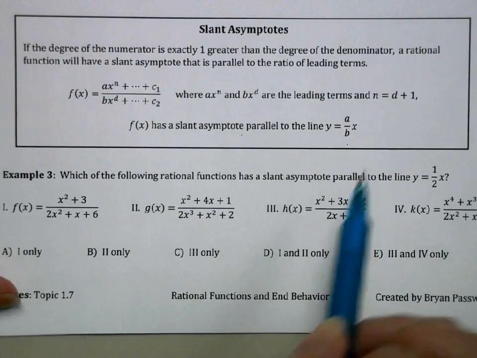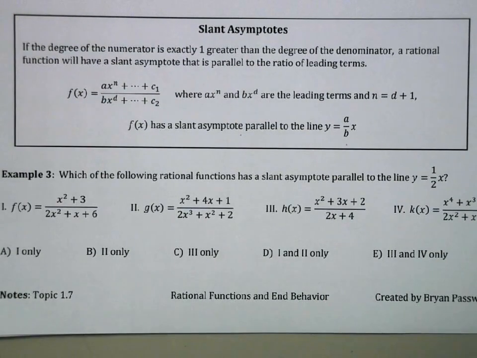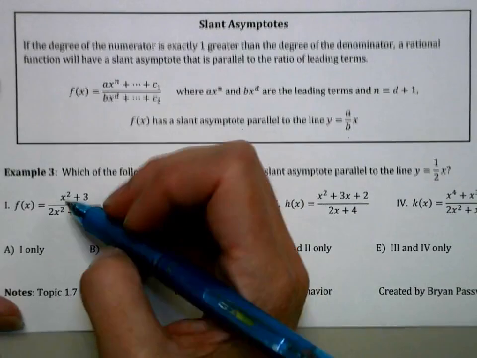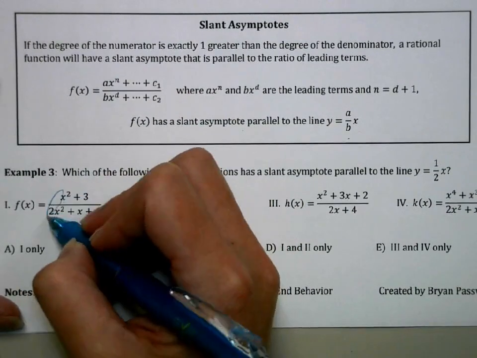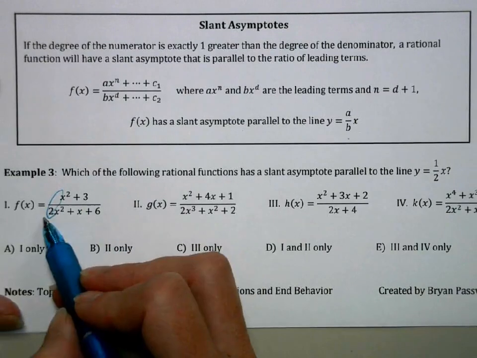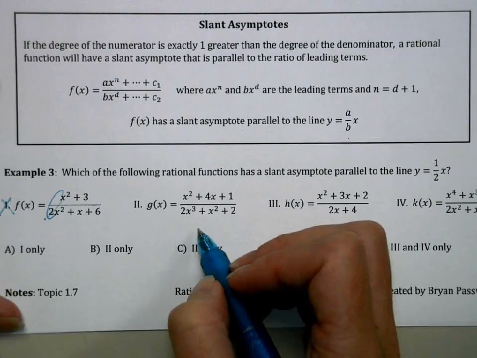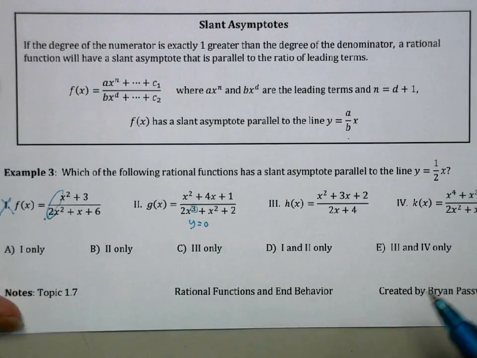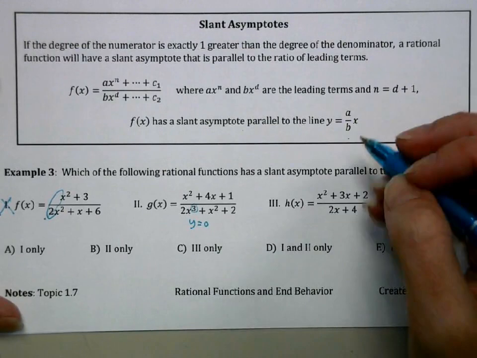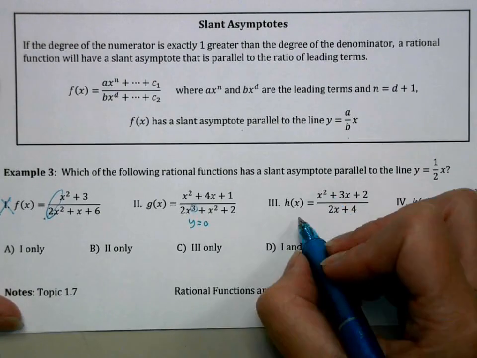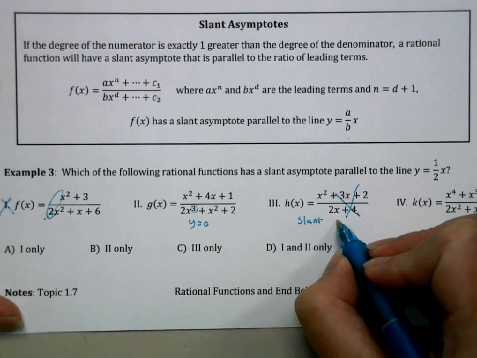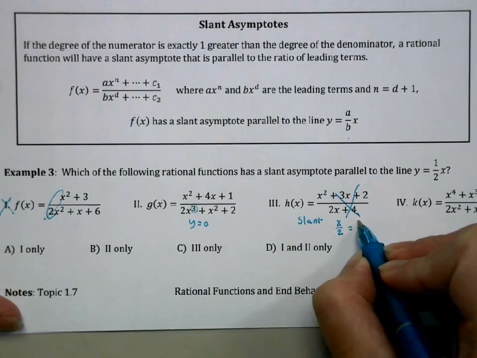So this question says, which of the rational functions has a slant asymptote parallel to the line 1/2 x? So first let's determine if they have a slant asymptote. Here, its degree is the same, so I'm going to have a horizontal asymptote at 1/2, so not. Here, the degree is bigger on the bottom, so we're going to have a horizontal asymptote at 0. Here, the degree is exactly 1 higher on the top than the bottom. Okay, so there is a slant asymptote. And if we take away the extra stuff, I'm just left with an x over 2, which would be 1/2 x. So this one is.